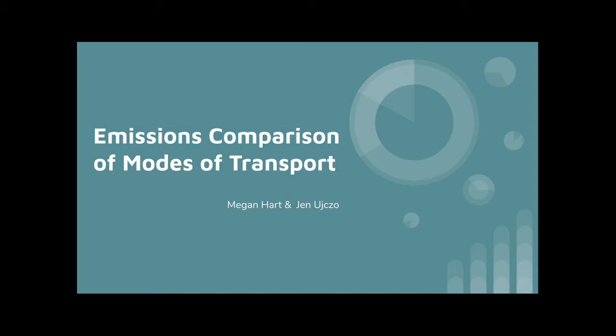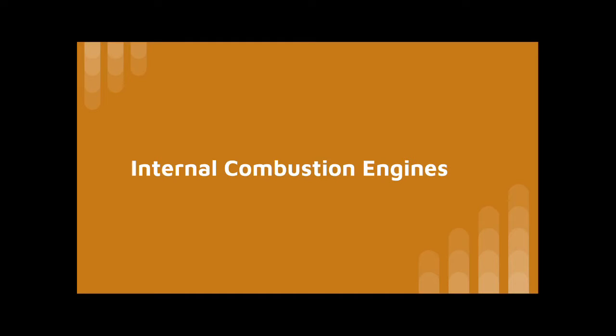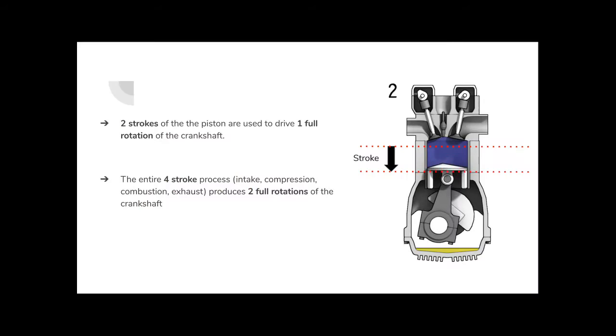Hi everyone. This video is going to talk about the emission comparison of different modes of transportation. We're going to start with internal combustion engines. In an internal combustion engine, 2 strokes of the piston are used to drive 1 full rotation of the crankshaft.